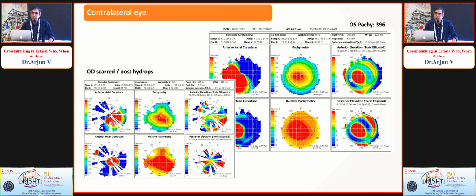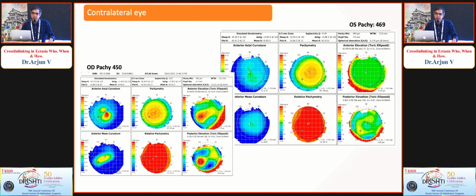As in this case, one eye has gone into full-blown scarring, the other eye is progressing, so it's better to stabilize the other eye without waiting for any progression. In this case, one eye is slowly showing keratometric changes, the other eye is relatively normal, but they are thin corneas. You can do CXL in one eye and look for progression in the other eye, as long as the vision is maintained.